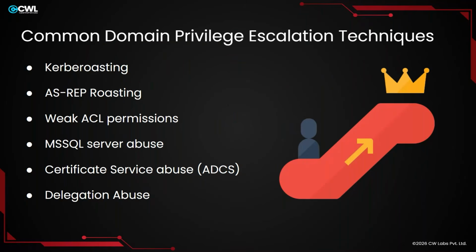And also there is a service running in Active Directory known as Active Directory Certificate Service. We can abuse that service, because certificates are also used to authenticate some users. We can abuse that certificate service to get privilege escalation in the Active Directory. Also, we can use delegation-based attacks like constrained delegation, resource-based constrained delegation, and unconstrained delegation. Like that, we can perform domain privilege escalation in Active Directory.